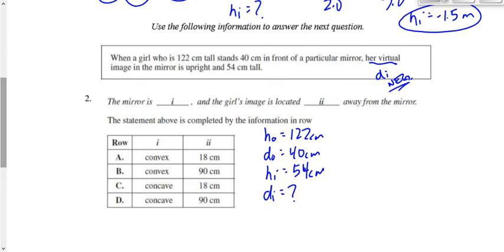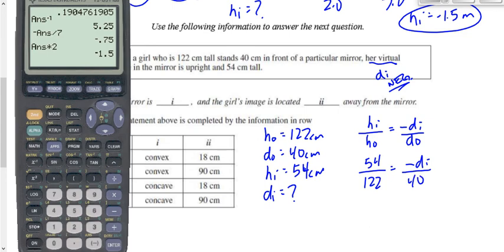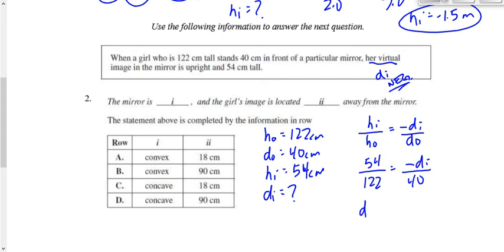We want to know what type of mirror it is, and we want to find out where the image is from the mirror. Let's say HI over HO equals negative DI over DO. 54 over 122 equals negative DI over 40. Let's figure this one out. 54 divided by 122, we're going to multiply that by 40. We get 17.7, or it actually is negative 17.7 centimeters, so our answer would end up being either A or C.